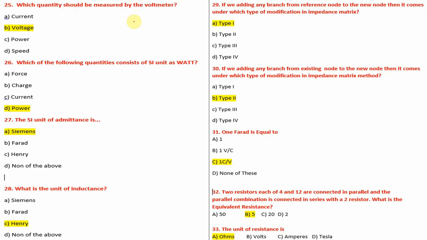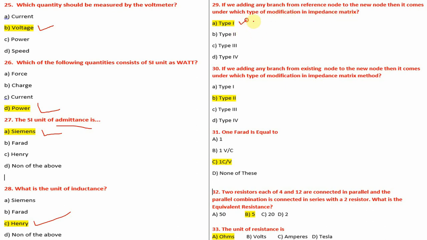Which quantity should be measured by a voltmeter? Voltage, very simple. Which of the following quantities has the SI unit watt? That is power. The unit of admittance is Siemens. What is the unit of inductance? Henry. Right. Now if we are adding any branch from the reference node to a new node, then it comes under which type of modification in the impedance matrix?